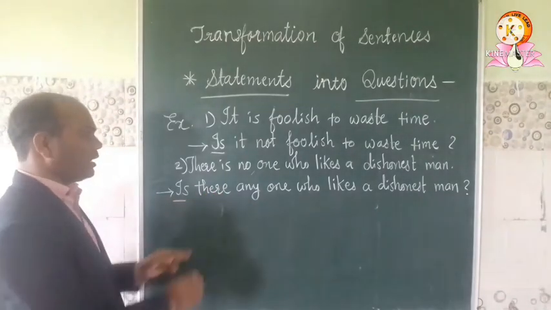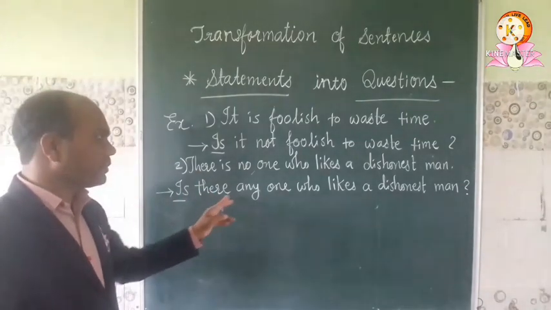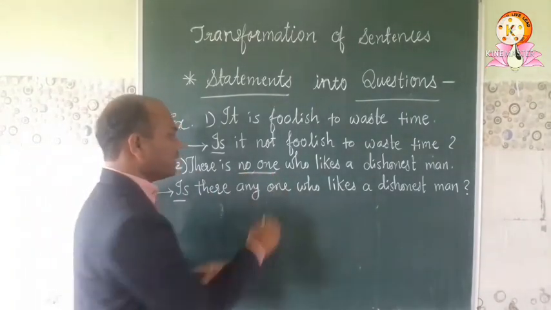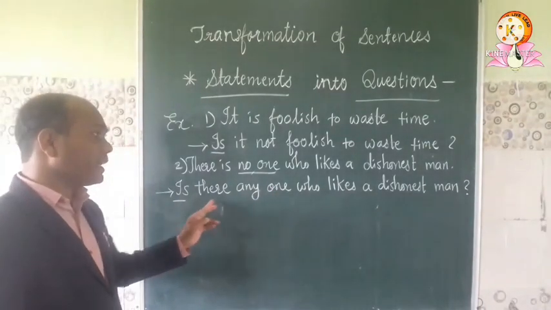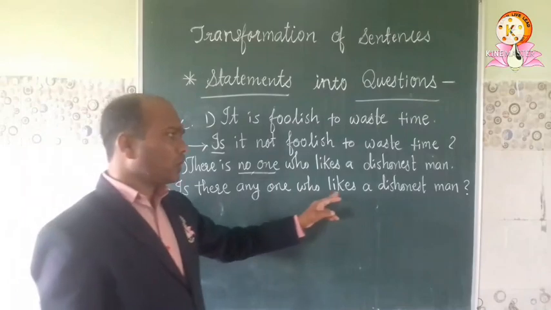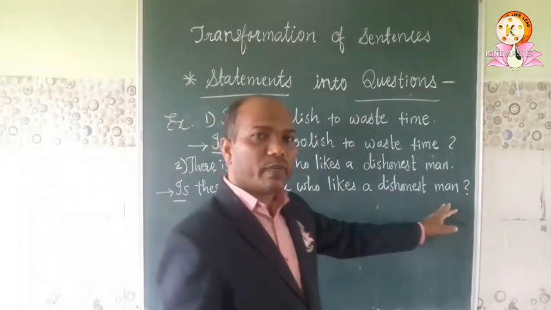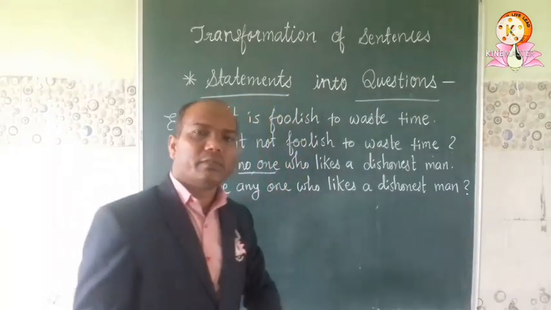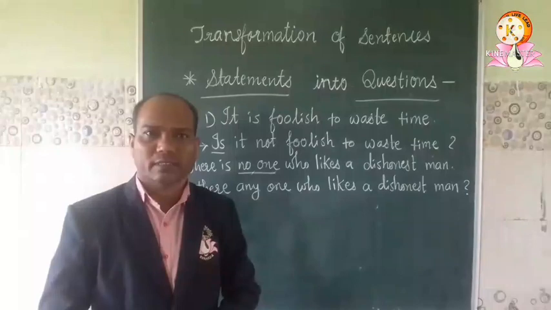First, the helping verb comes before the subject. Instead of "no one," here we change it to "anyone." So, is there anyone who likes a dishonest man? And this also ends with the question mark. In this way, we can change statements into questions.